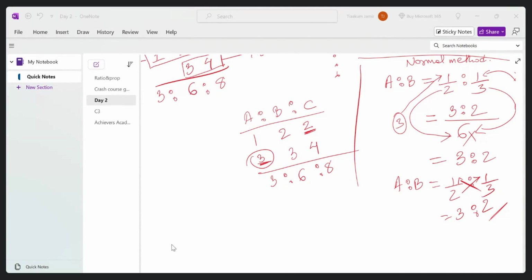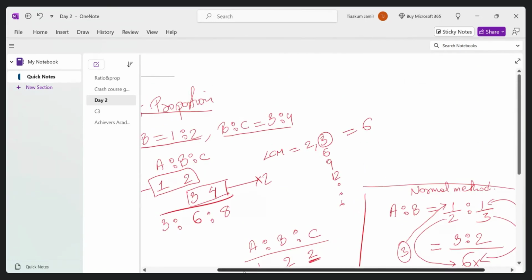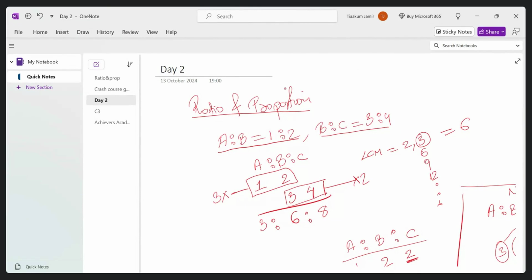All right. So we'll start with questions regarding ratio. Here, almost 95% of the questions come from ratio, so focus on ratio. Proportion will be this one.